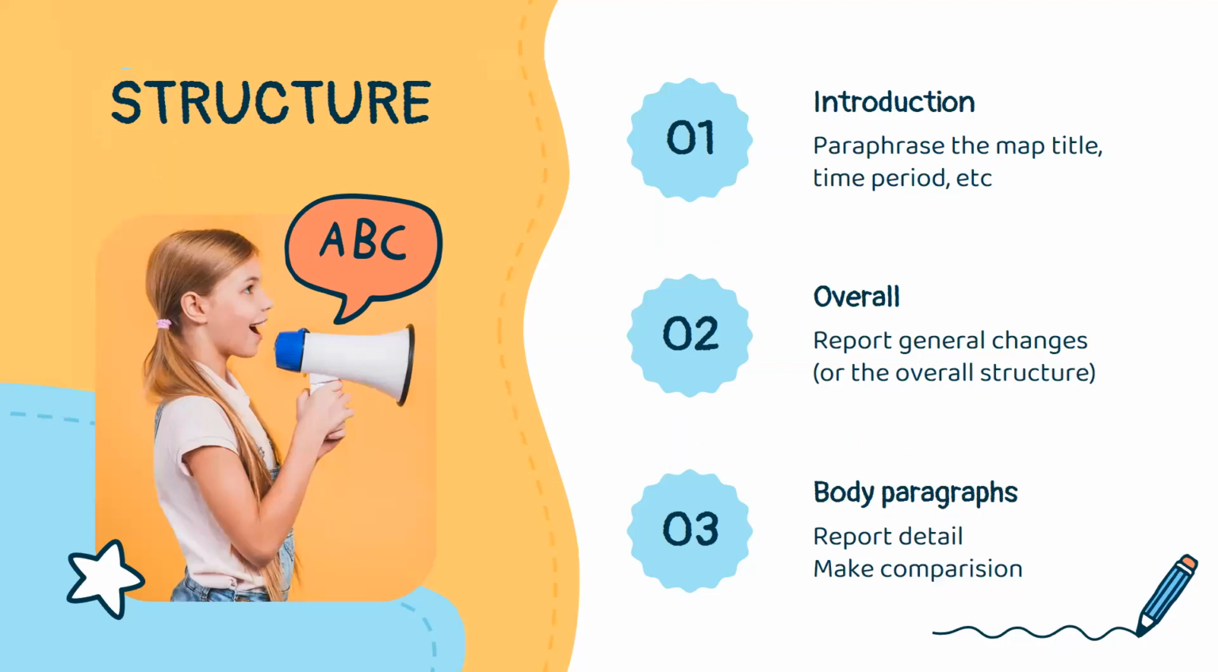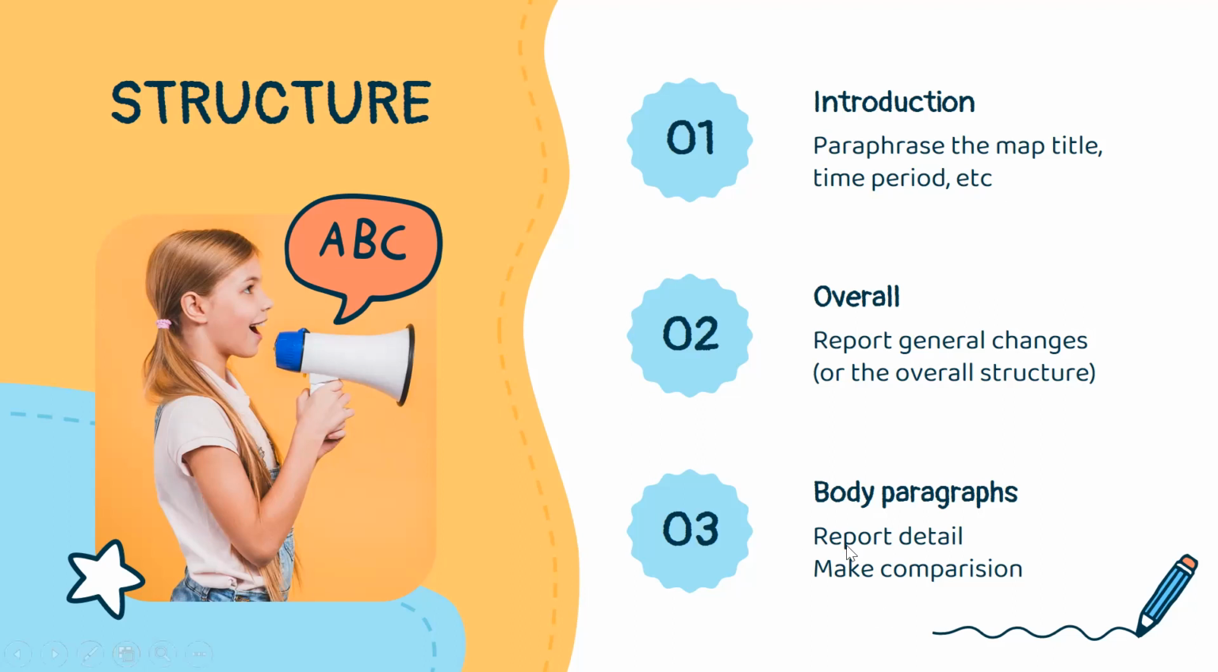Okay, so I think that this part is basics, so I will just go really fast through it. We will have one paragraph of introduction in which you will paraphrase the map title, the time period, etc. And you will have another paragraph on the overall, which means that you will report the general changes or the overall structure of the change. Basically, you will just mention the most noticeable, most remarkable things that happened.